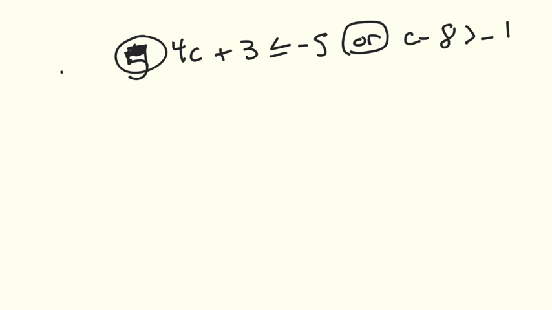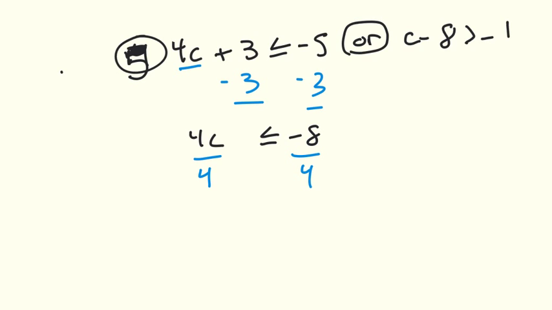Now we've got our first OR inequality. So here we've got to solve the two inequalities separately. So we want to isolate the term with the variable by subtracting 3 on both sides. Let's see. So we get 4c is less than or equal to negative 8. And then we want to isolate the c by dividing by 4 on both sides. And that's going to leave us with c less than or equal to negative 2.